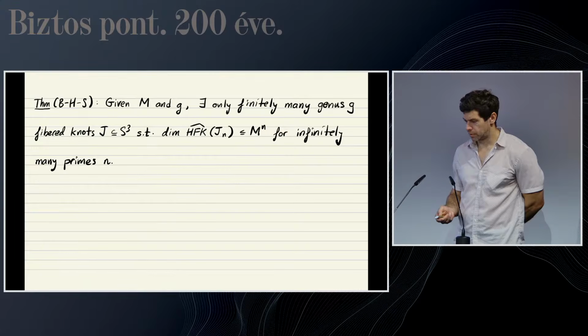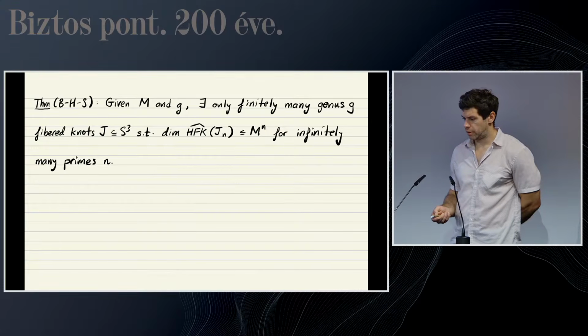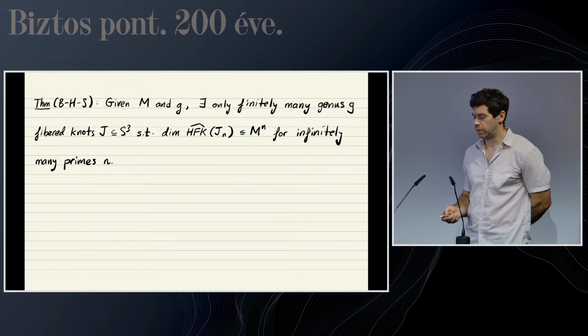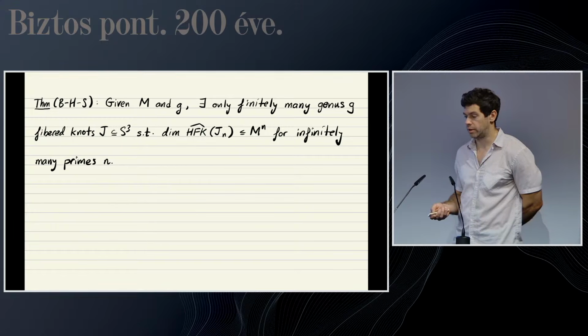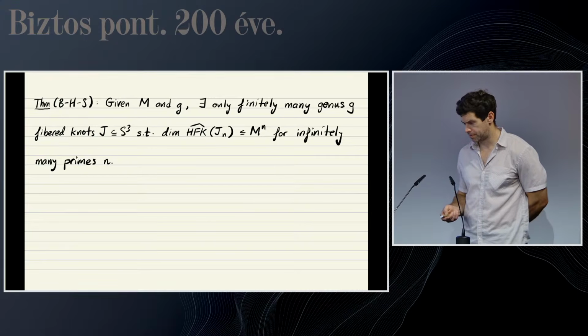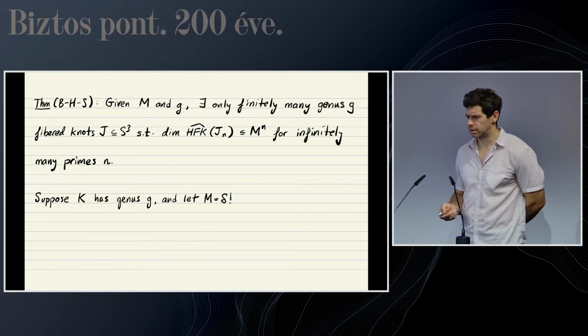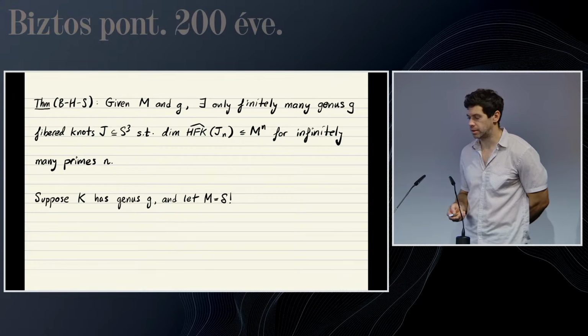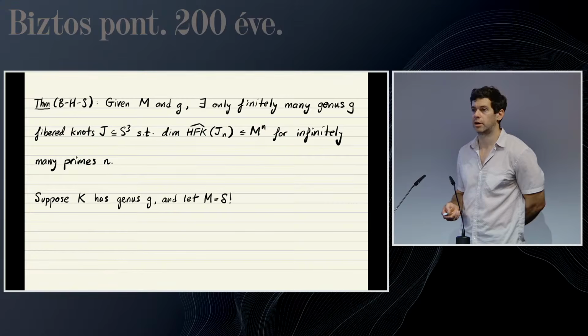So from this, we can prove the finiteness result for general fibered satellite knots J by some inductive argument. And the basic outline is this. Suppose we have our knot K. Let's say it has genus G, and M here you're really supposed to think of as delta factorial, the arc index factorial.